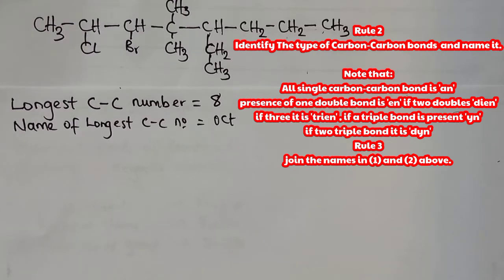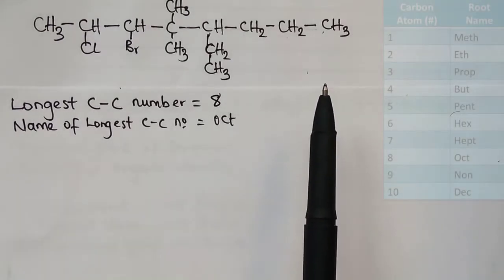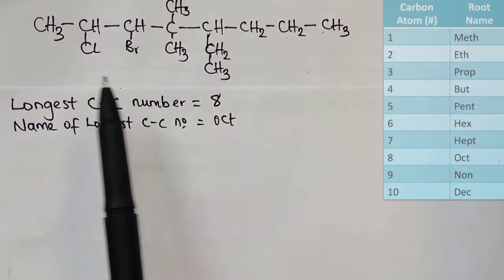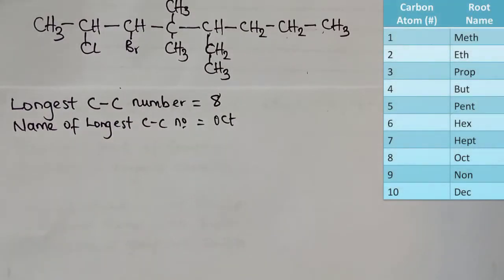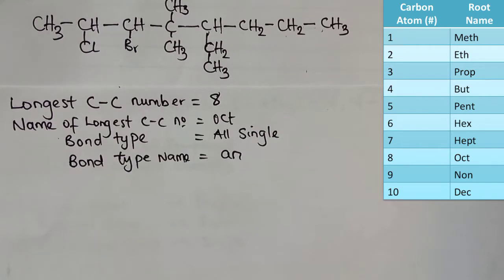The next thing to do is combine the first rule and the second rule together to get our third rule, which I call the parent name. Let's do it one after the other. Here, if you look very close, you will notice that they are all single bonds. There is no double bond present here. Since they are all single bonds, we say that it is an, that is n. If you remember, I said that we are going to join rule 1 and rule 2, this and this. We will have octane, which is the parent name.